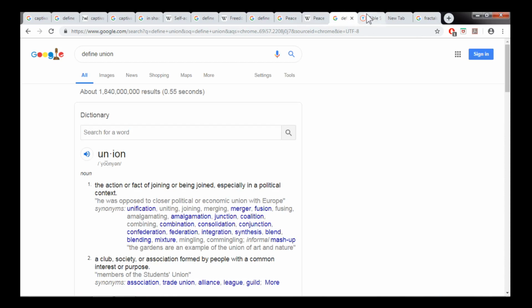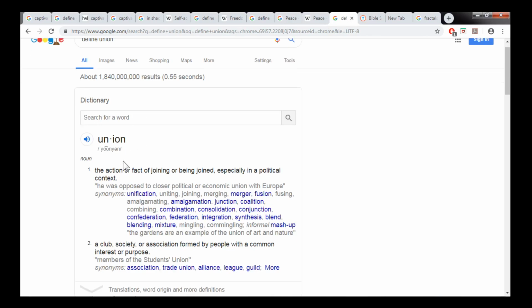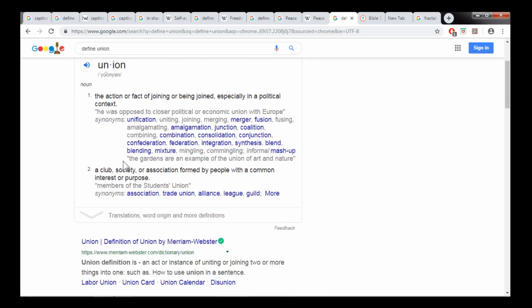Just deniers of, you know, the union, right? But to you, union is the action or fact of joining or being joined, especially in a political context, right? Whoa, it's just political. And somehow some bash that represents a worker, right? A club, society, or association formed by people for the people, with a common interest or purpose, right? Union. Might as well call them secret unions instead of secret societies. Secret unions. Exactly, because they pledge allegiance to something behind the scenes and then go out and act in union with you and the public and the people and put on a performance of a lifetime.